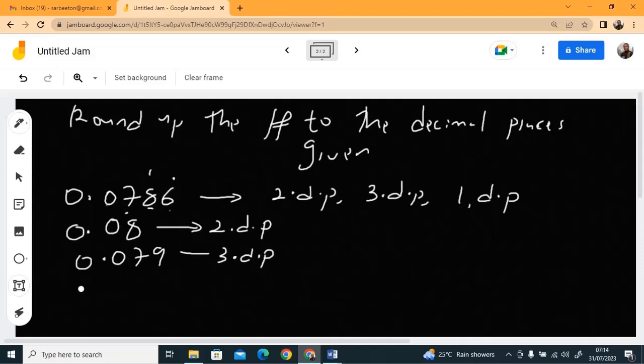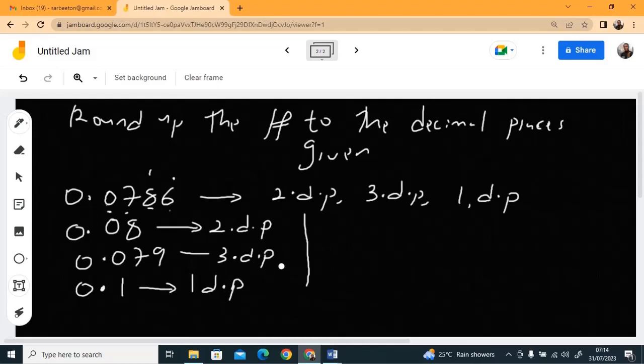Now, 1 decimal place. This is where you have to stop. For 1 decimal place, you write 0 point. That is very short. Now, 1 decimal place, you stop here. Only 1 number after the decimal point. But you check the next number. Is it up to 5? It's up to 5. You make it 1. Add it to this 0, making 1. So this is 1 decimal place.